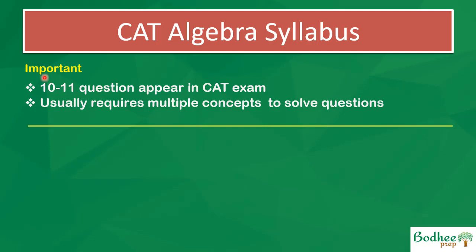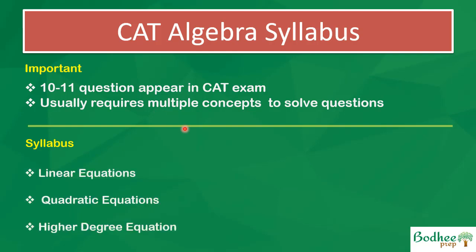So here we start with the most important point: around 10 to 11 questions appear in the CAT exam from CAT Algebra. That basically means almost one third, so out of 34 questions, around 10 to 11 questions will definitely come in the exam from this subject. It requires multiple concepts to solve questions. So let's look at the syllabus.